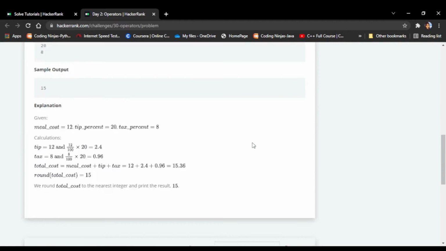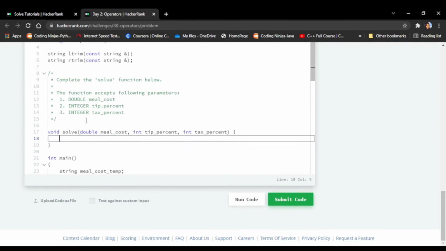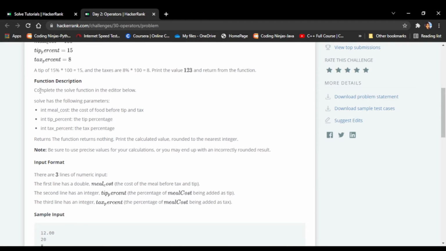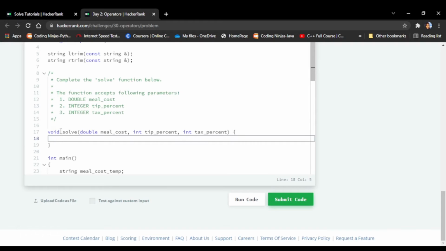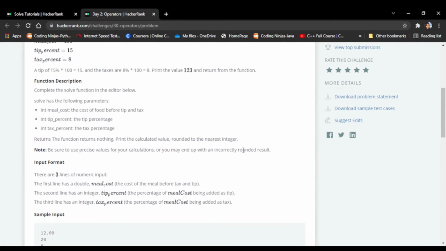So here there is a given function, void solve. We have to complete the function. And then the function description: we have to complete the solve function. The solve function has the following parameters: int meal cost, tip percent, and tax percent, and the function returns nothing. It is a void type of function. And then we have to print the calculated value rounded to the nearest integer.